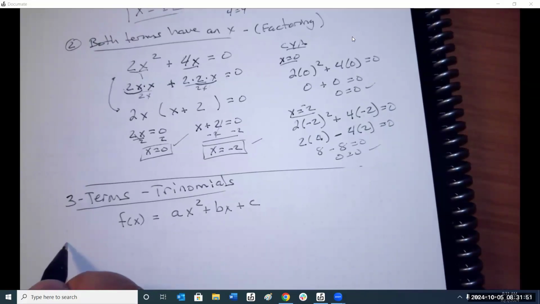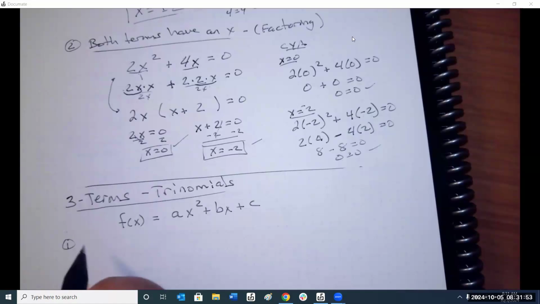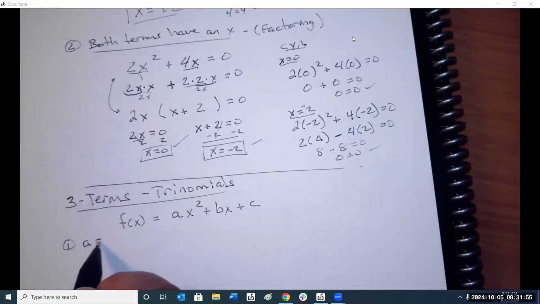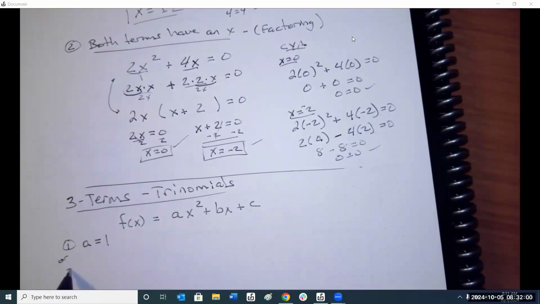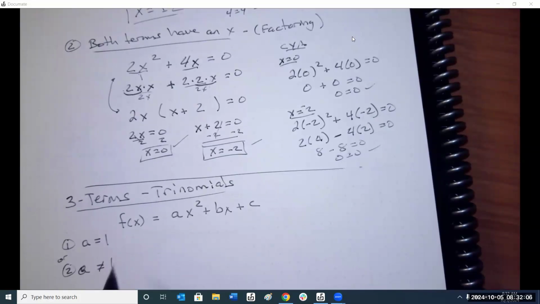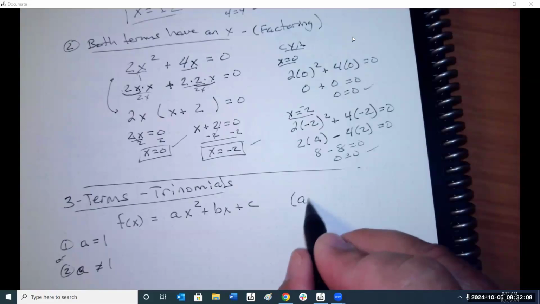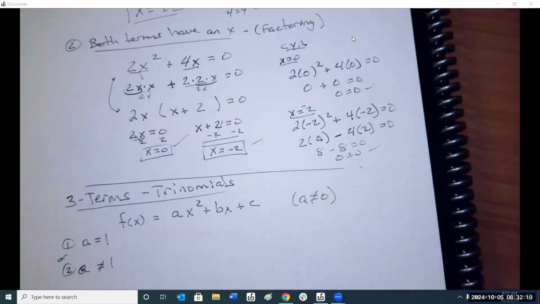Now, this means there are two possibilities. A equals 1 or A does not equal 1. And of course, remember, A can never equal 0.